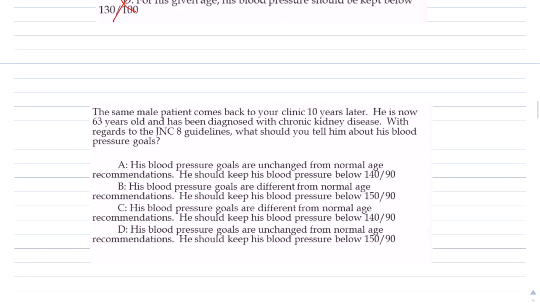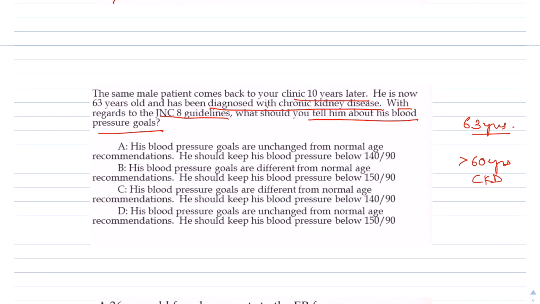The next scenario is the same male patient. He comes back to you 10 years later. That is, now his age is 63 years. Now 63 years is more than 60 years, and he has been diagnosed with CKD. More than 60 years with CKD. With regard to the JNC8 guidelines, what should you tell him about his blood pressure goals? Any patient 18 years and above with CKD, their blood pressure goal is less than 140/90, right?